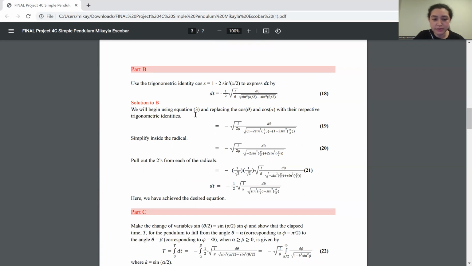So all you have to do is take equation 3 that we found in the very beginning and replace the cosine theta and the cosine alpha with the respective trigonometric identities that we have right here. So you will just place theta for x, and then you'll place alpha for x, and you should get the equation down here. dt is equal to negative 1/2 times square root of L over G times 1 over square root of sine squared of alpha over 2 minus sine squared of theta over 2 d theta.